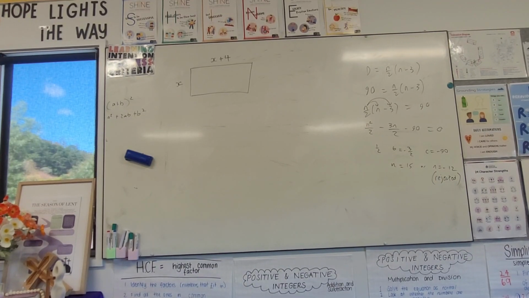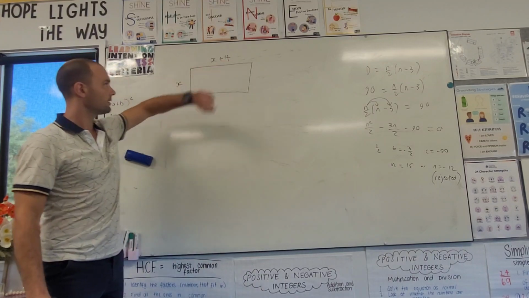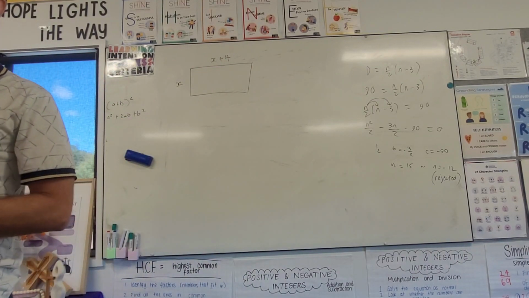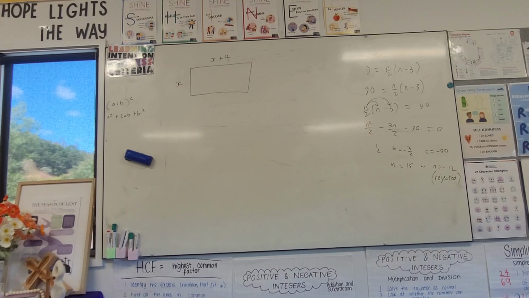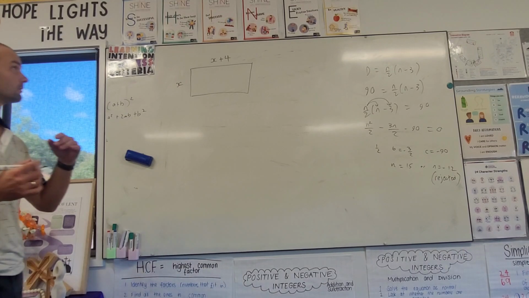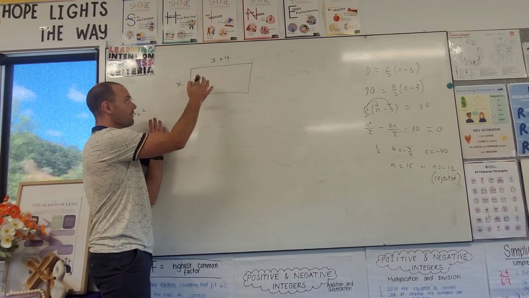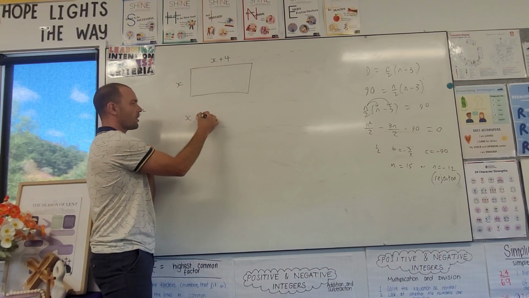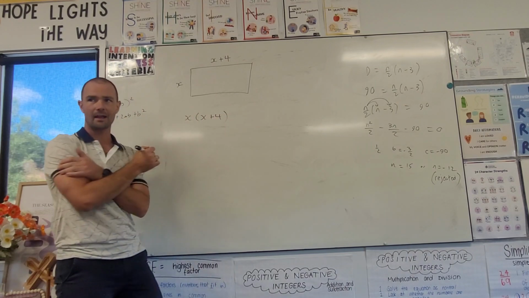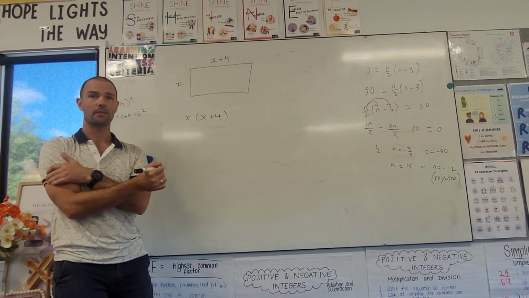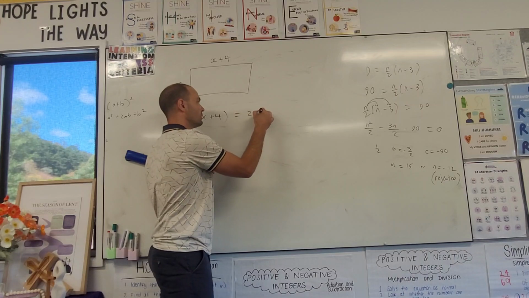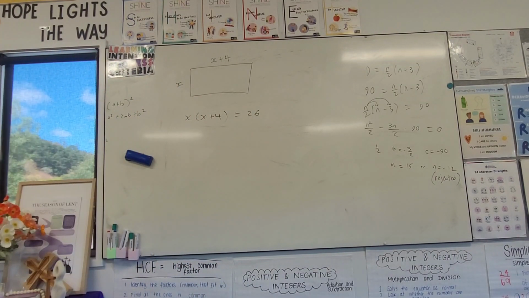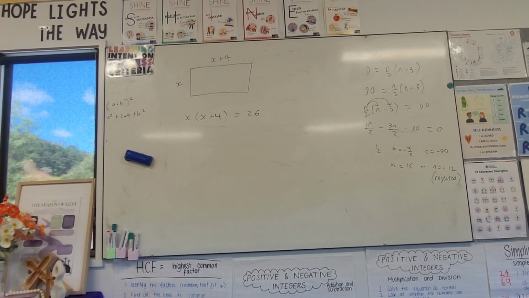So let's have a go at developing this equation. Here are the parameters of the rectangle, and we're told that its area is 26 centimeters. Can anyone develop an equation here for me? Can anyone see it? X into x plus 4 equals 26. Very good. The area of this rectangle would be x times x plus 4. Area of a rectangle is always length times width, and this is equal to 26. I'll get you guys to expand it and solve it.